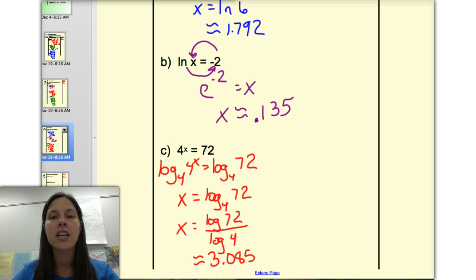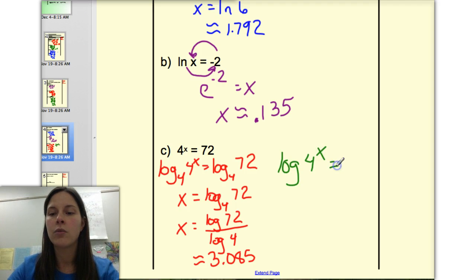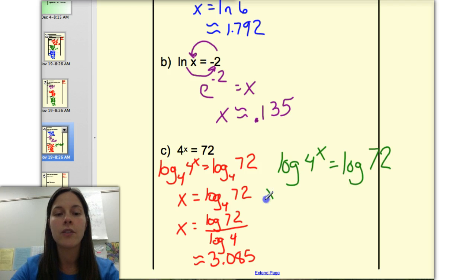This time, instead of taking log base 4 of both sides, we can take either the common log or the natural log of both sides, because those are the bases that our calculator knows. Since I already did common log for this one, I'm going to stick with that. So log of 4 to the x power equals log of 72. And then we are going to use our power rule and bring that x out as a coefficient. So we get x times log of 4 equals log of 72.